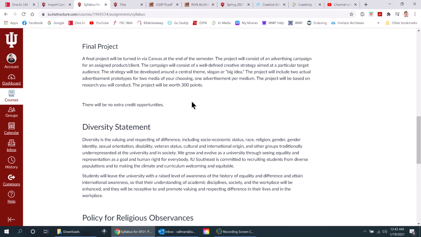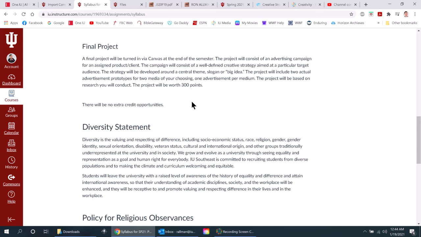But the strategy will be built around a big idea, a creative idea, something that's disruptive, something that's going to grab attention. And with this strategy that you come up with, you will come up with 2 prototypes from 2 media of your choosing. Let's say you wanted to do a print ad that would appear in a magazine. That would be one ad for that medium. And then you wanted to do a radio ad, so that would be one ad for that medium. So total of 2 ads, 2 different mediums.